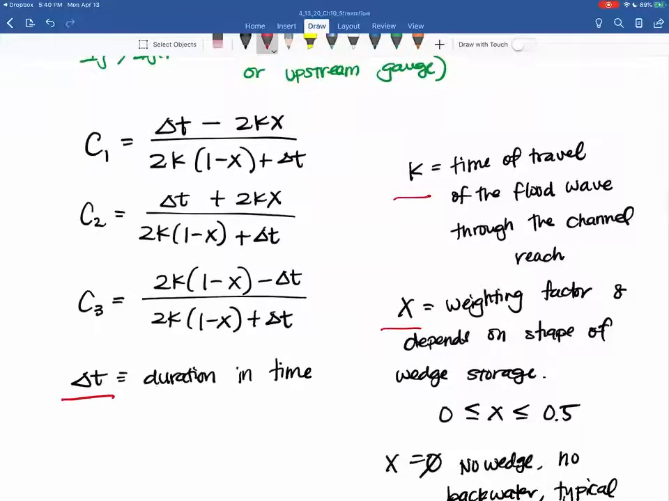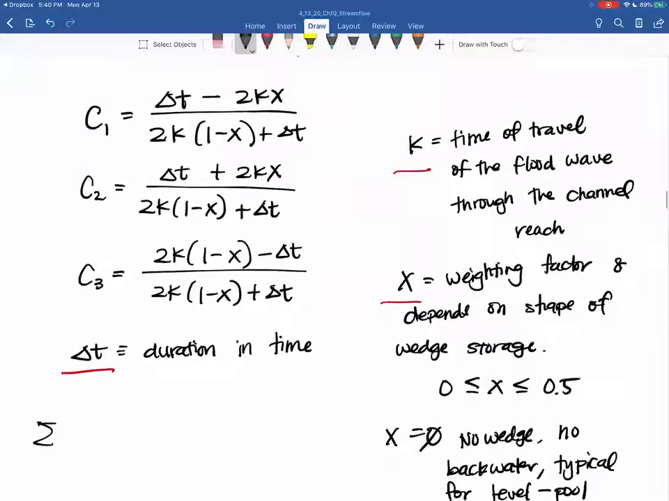Okay, now the last thing that's really important about these C1, C2, and C3 is that the summation of C1, well, so I need that.